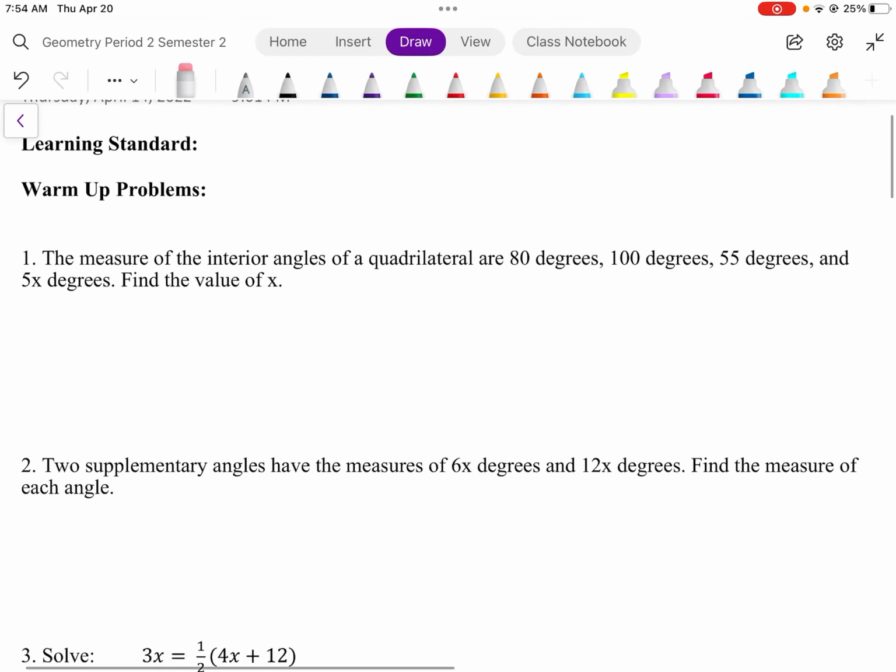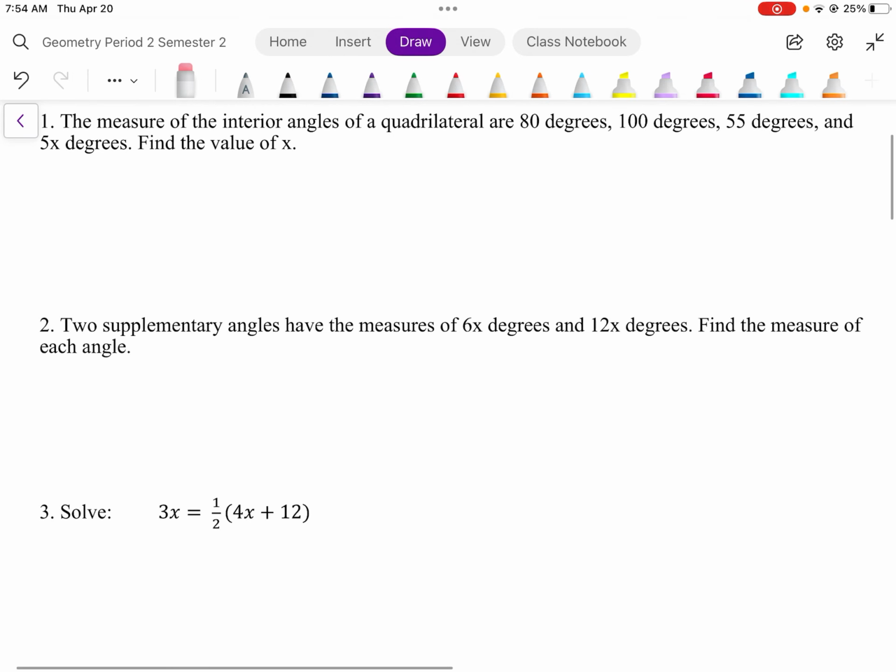11.3 is on inscribed angles. We're going to start with a few warm-up problems. The number one warm-up is that the measure of the interior angles of a quadrilateral are 80, 100, 55, and 5x. They want us to find the value of x.